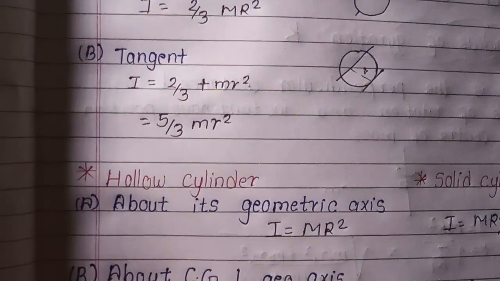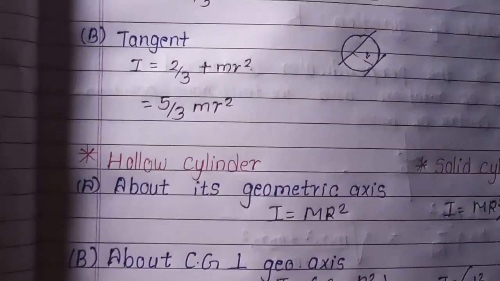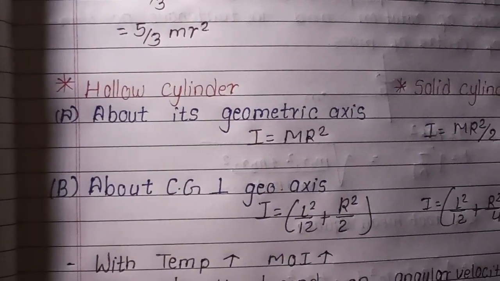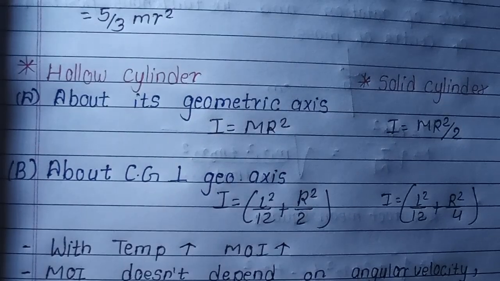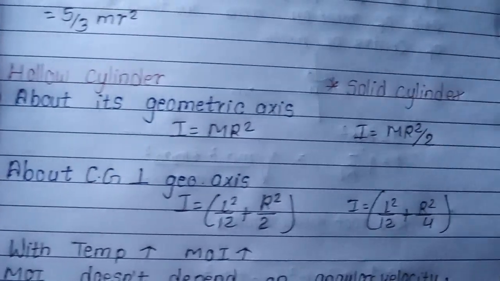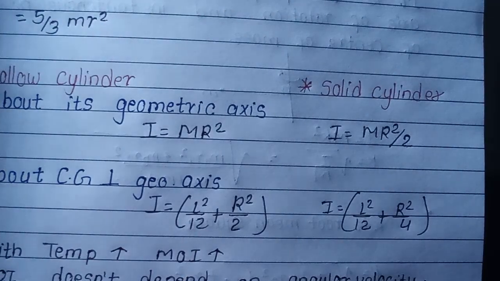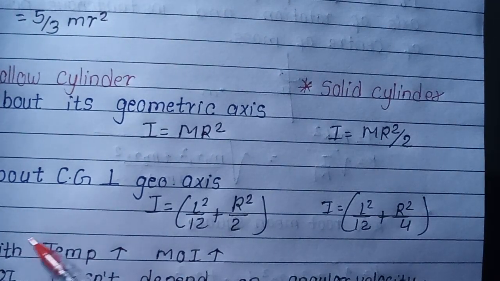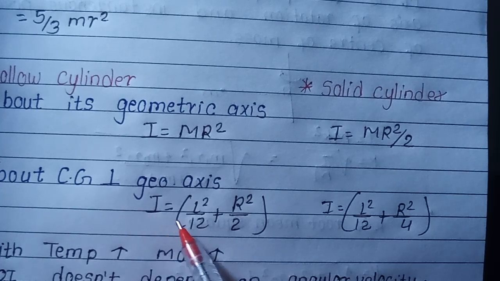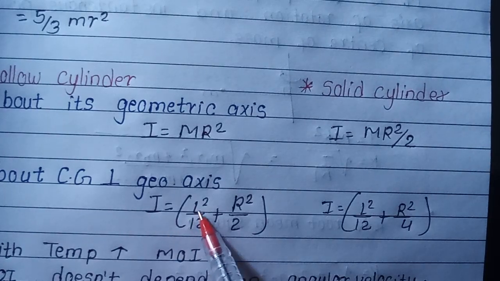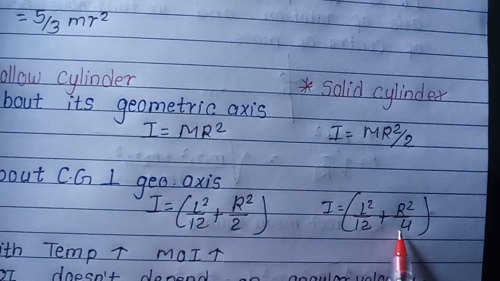And for a hollow cylinder, about its geometric axis, I is equal to mr square. And for a solid cylinder, I is equal to mr square by 2. And about its center and parallel to the geometric axis, L square by 12 plus r square by 2, L square by 12 plus r square by 4.